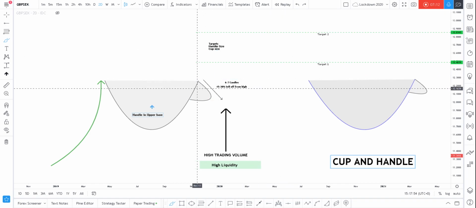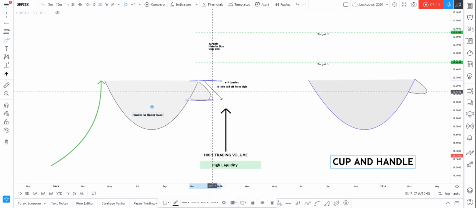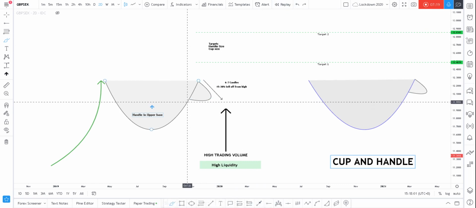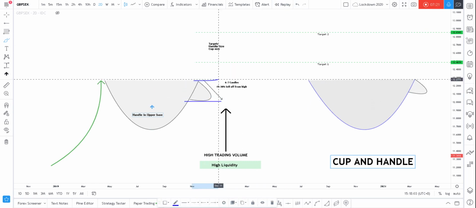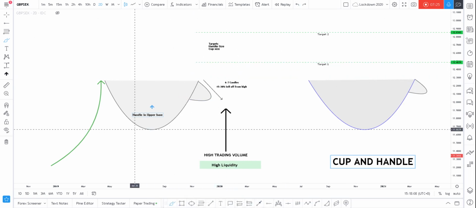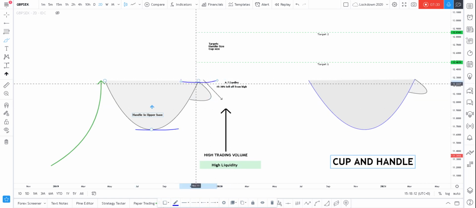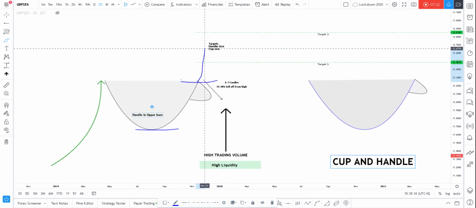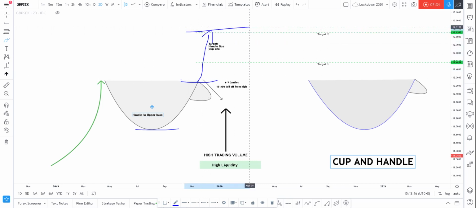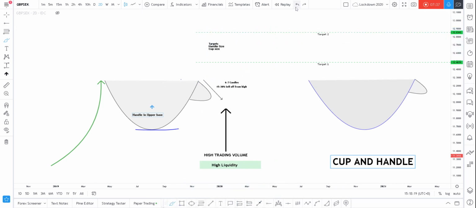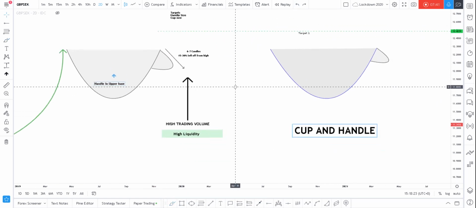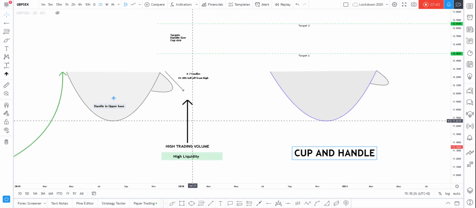So your first target will be the size of the handle. We need to measure the handle size, how big is the handle, and that will give you your first target. The second target would be how big is the cup. If the cup is that big, we need to double the cup for our second target. So this will be our second target over here, the same size as the cup and handle. These are the two targets. I hope that this was very informative for you guys.